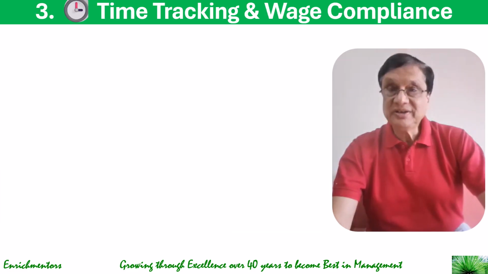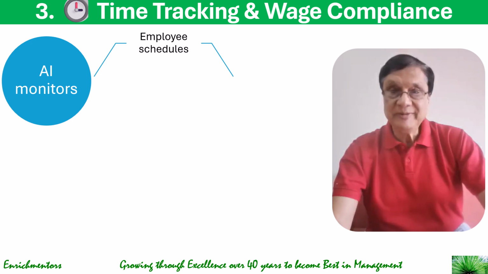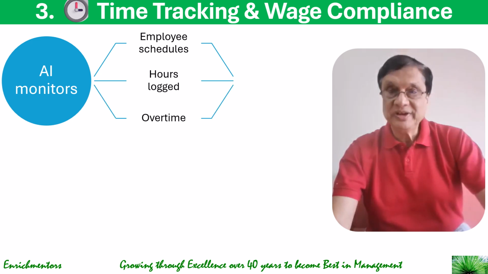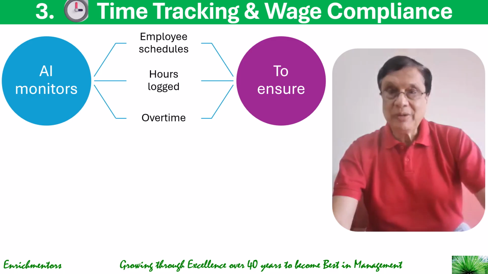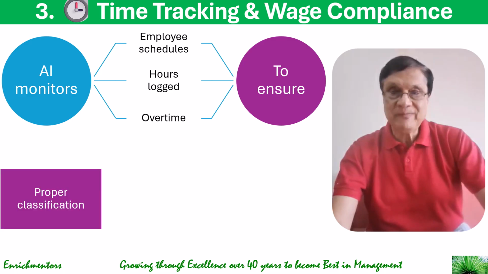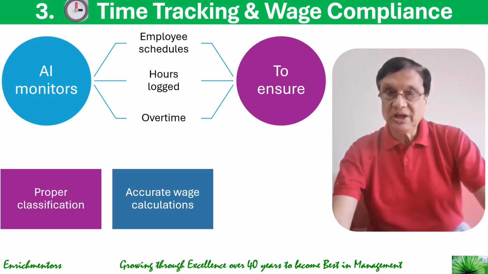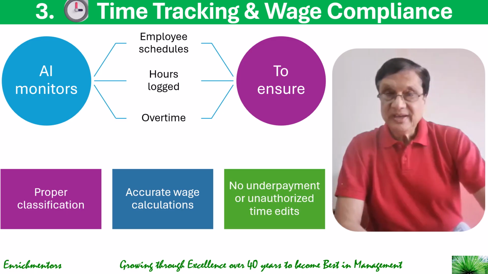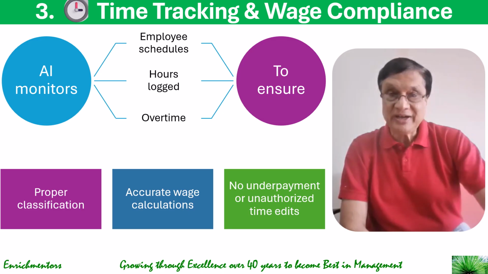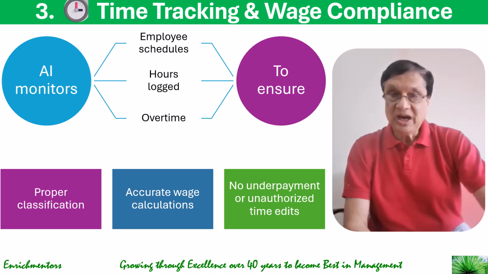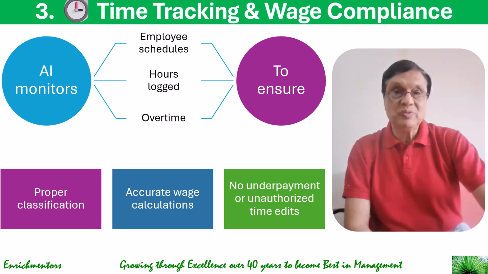Then the AI monitors employee schedules, right? Hours logged in and overtime to basically ensure that proper classification happens, exempt versus non-exempt employees, accurate wage calculations are done, specifically minimum wage and overtime, and there is no underpayment or unauthorized time edits. AI can flag, for example, a pattern of unpaid overtime hours for a group of hourly workers, signaling a wage violation. So that's how the compliance is taken care of in terms of wage and time tracking.